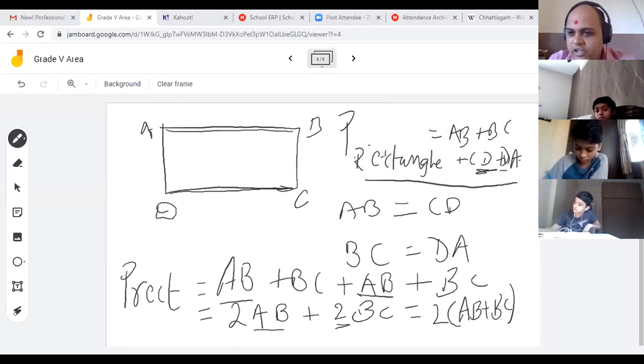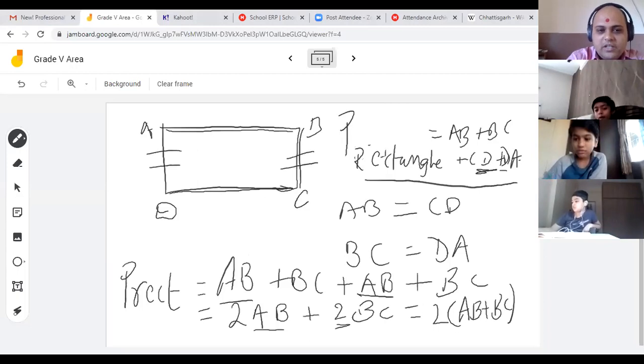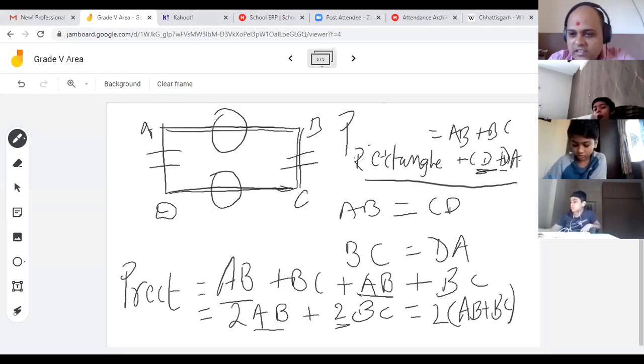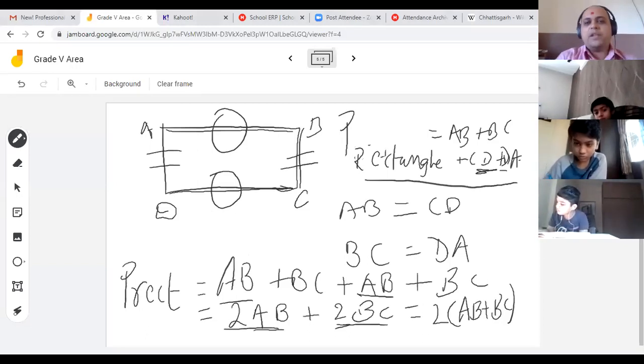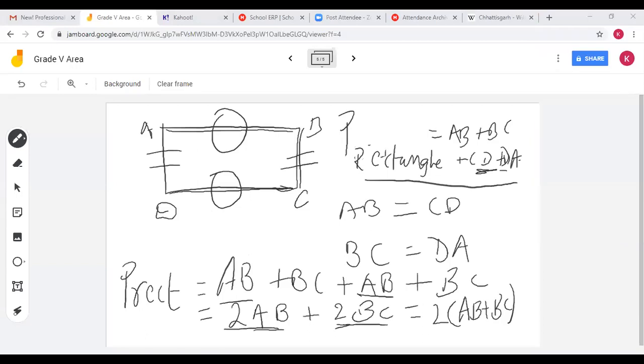All the sides. First, we have to add all the sides. Then we know that this side and this side are same, and this side and this side are same. Okay, right? So we can replace them, and once we replace them, what it becomes is 2 times AB, 2 times BC, which becomes 2 times AB plus BC.